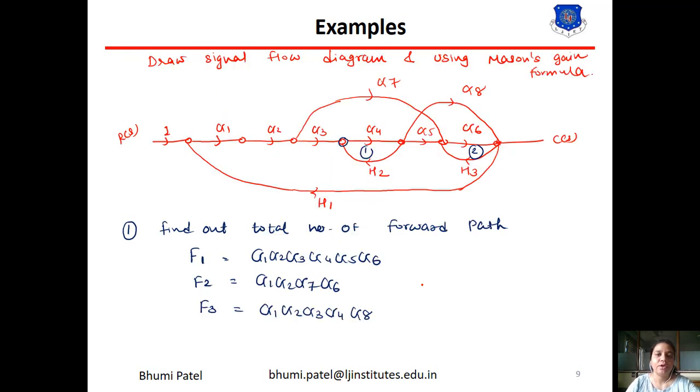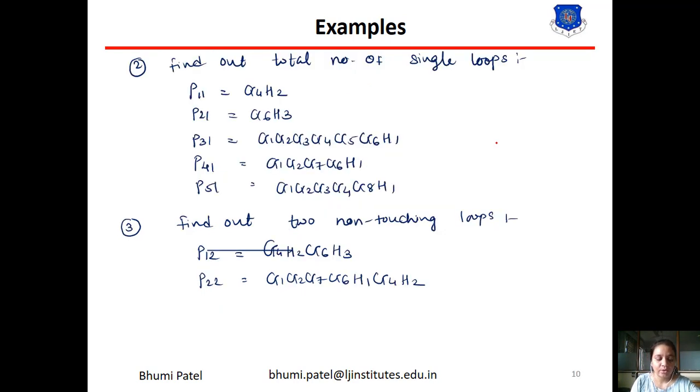Now the third candidate: this is the loop G1, G2, G3, G4, G6 and H1, and this is again a loop G1, G2, G3, G5, G8 and H1. Here you can see that one node is common. So there are 2 non-touching loops available for this example.